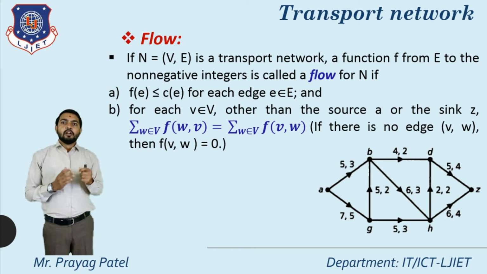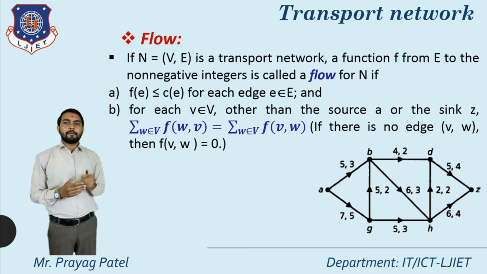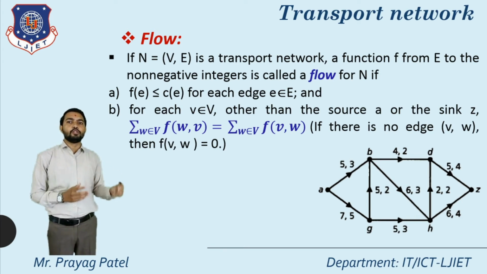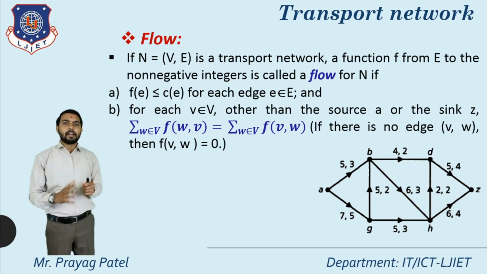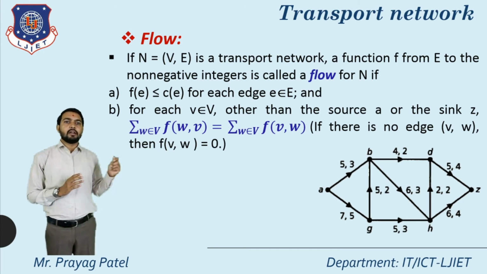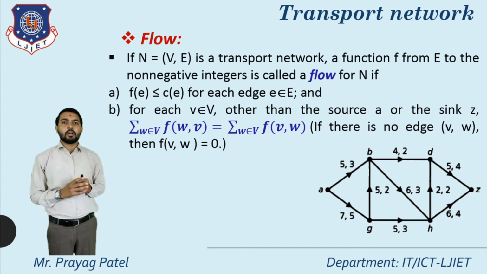Then the second thing: for each V belonging to the vertex set other than the source A or sink Z, the sum over W belonging to V of F of WV equals the sum over W belonging to V of F of VW. If there is no edge VW, then we say that F of VW equals 0. Here V is a vertex, a node. Without the source and destination, we do not consider node A and node Z. For all the remaining nodes like B, D, G and so on, we can apply this formula.